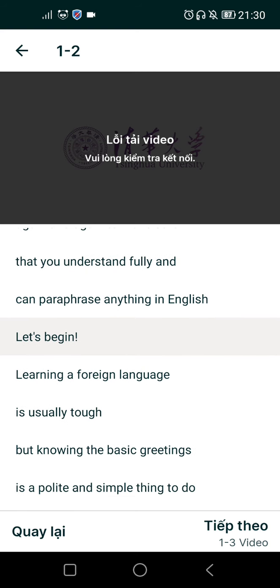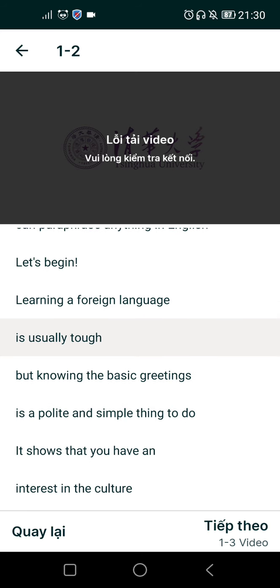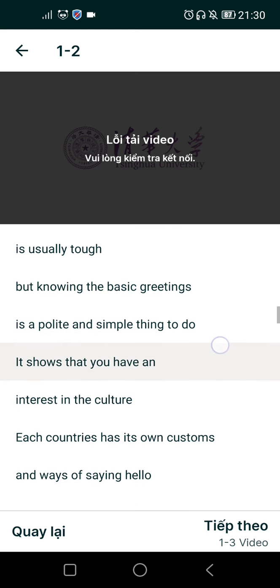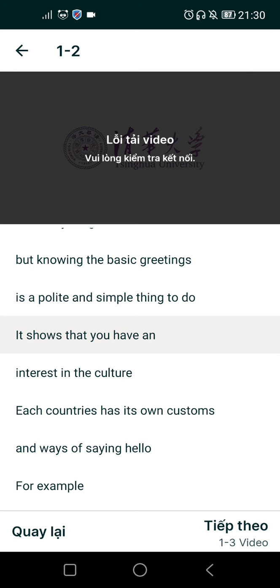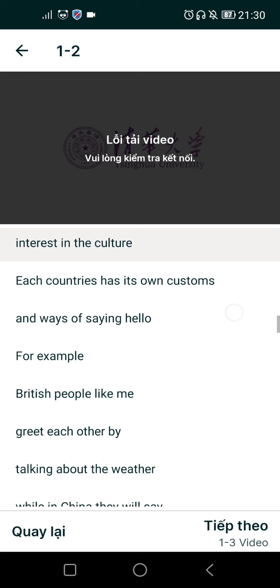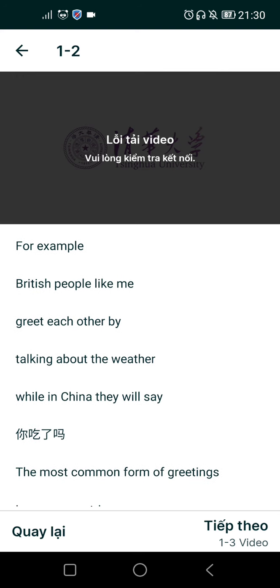Learning a foreign language is usually tough, but knowing the basic greetings is a polite and simple thing to do. It shows that we have an interest in the culture. Each country has its own customs and ways of saying hello.